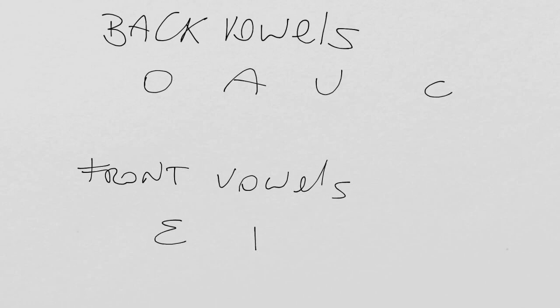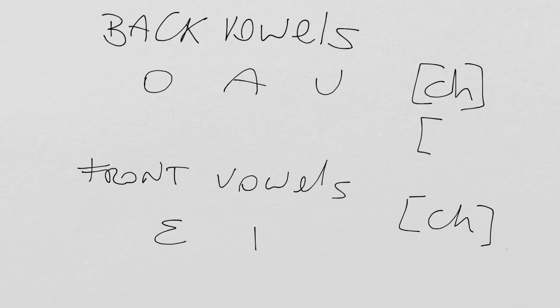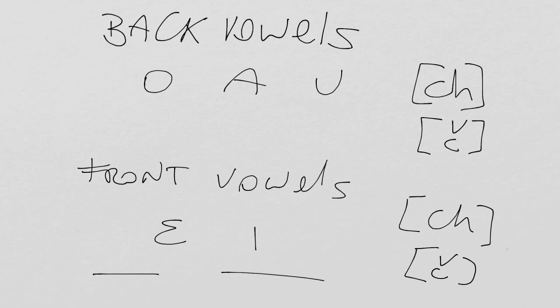And now we want to obtain the sound ch, or one way to write it in phonetics is with a little V on top. Let's start from the bottom. Front vowels, the sound ch, we write the letter C in front. Back vowels, we write C and then we insert E.